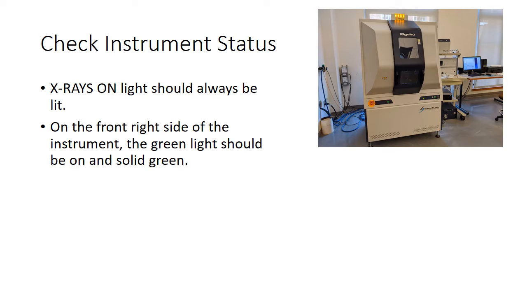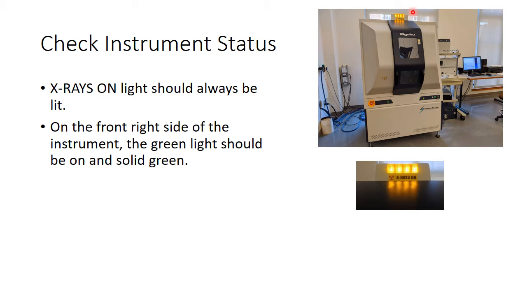So when you first walk into the lab, you are going to see the instrument. It looks something like this over here. And there's two things you should really check before you do anything. Number one, at the very top, there's this X-rays on light. So the X-rays never get turned off. They should always be on. We turn the X-ray power down at the end of the day, but they should always be on. And so you should double check that this light is on.